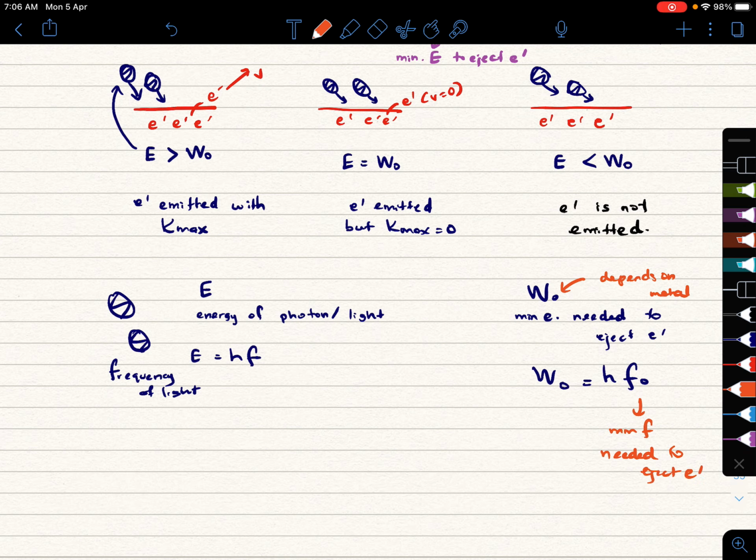Okay. So this one, katakanlah energi kita adalah 10 joule. Tapi work function adalah 8 joule. Jadi berjaya tak kita punya electron being emitted? Berjaya. Sebab energi yang datang ni cukup besar untuk ejectkan electron. Okay. So that is the concept lah. Nanti kita akan spesifikkan tengok dengan lebih detail macam mana eksperimen tu.